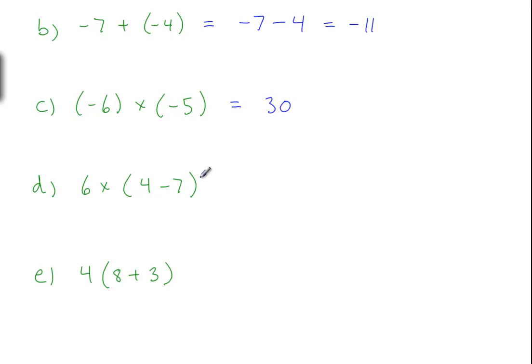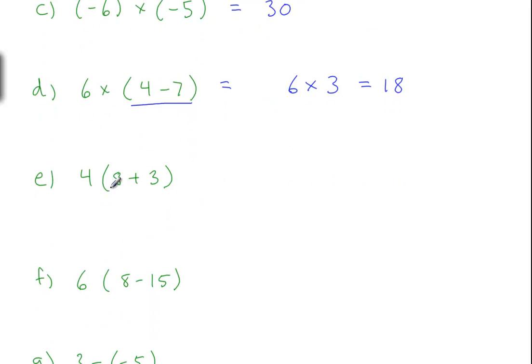6 times (4 minus 7). Now we're getting into something where there's multiple steps, and we would have to use BEDMAS. So BEDMAS, brackets. We always do brackets first. So I'm going to write the whole thing out over here. So 4 minus 7 is negative 3. So this will give us 6 times negative 3. Okay, and 6 times negative 3 is equal to negative 18.